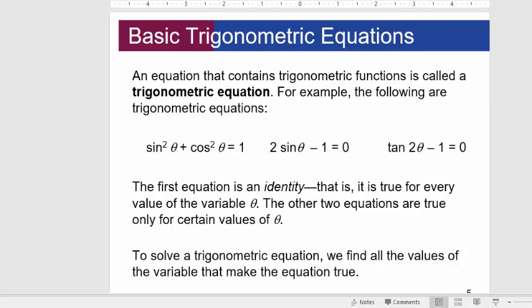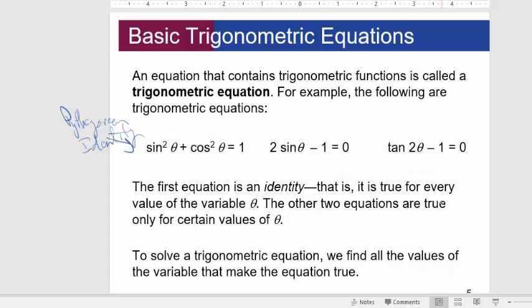All right, so any equation that contains trig functions is going to be called, not surprisingly, a trigonometric equation. They give you some examples of trig equations. The first one being sine squared theta plus cosine squared theta equals 1. We called that the Pythagorean identity, and that was true for every value of theta. But the second two are only going to be true for specific values of theta, and those would be called conditional equations, right? Because they're only true when theta takes on certain values.